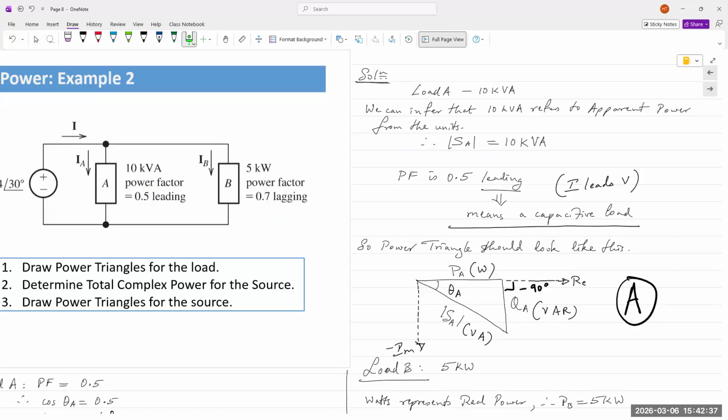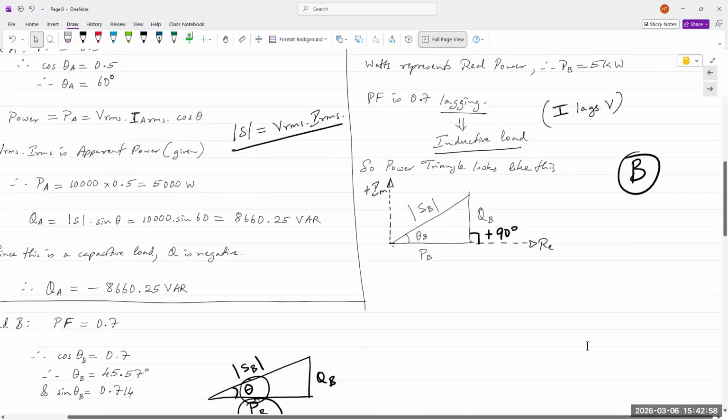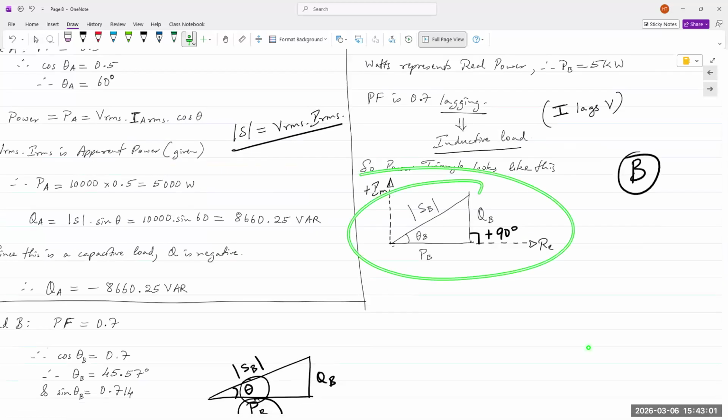Now, power factor leading means it is a capacitive load. Capacitive load meaning the power triangle should look like this, pointing down. X-axis is here, y-axis is here. This is pointing down. Lagging indicates it's an inductive load, so power triangle should be pointing up. So for load B, power triangle looks like this, points up.